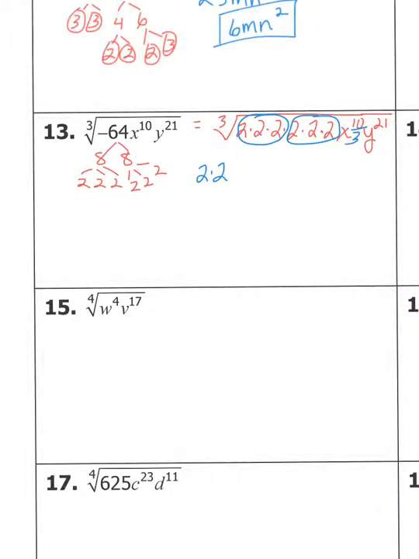Divide 10 by the index of 3. 10 divided by 3, 3 goes in there 3 whole times, so x cubed comes out in front. So then 3 times 3 is 9. That leaves 1 left out of 10. So underneath the cube root is 1x. Divide 21 by 3, and it goes in there evenly 7 times, so you're going to bring y to the 7th out. Then multiply the 2 and the 2 together, so you get 4. x cubed, y to the 7th, cube root of x.